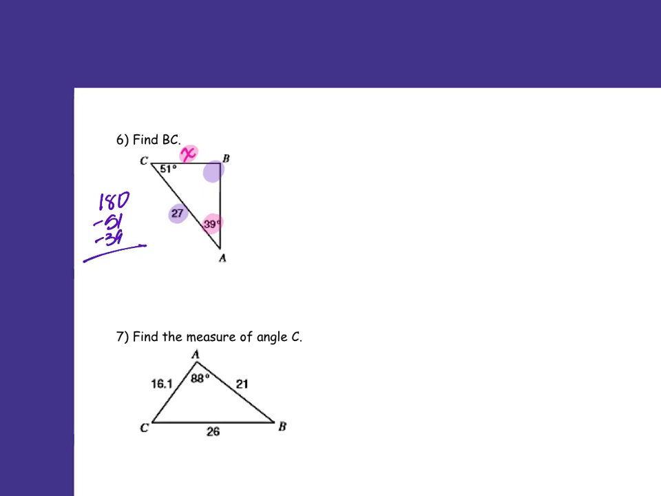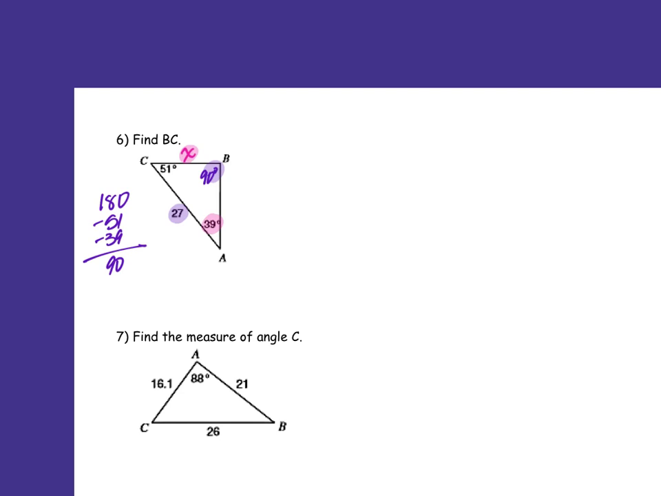I'm going to get some even number. That's all I know. 180 minus 51 minus 39. 90 degrees. Woo, it's a 90-degree angle. 90 degrees. Okay? So now I have my 2 sides, right?